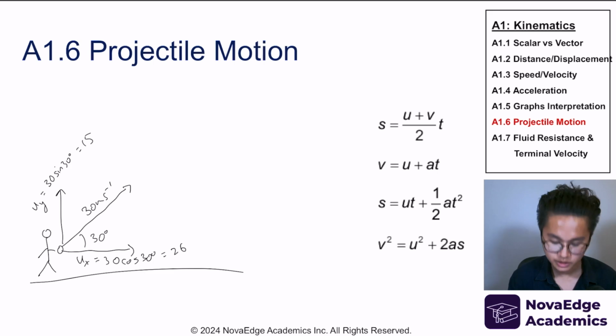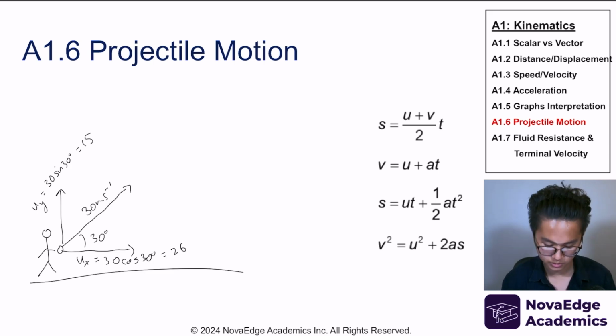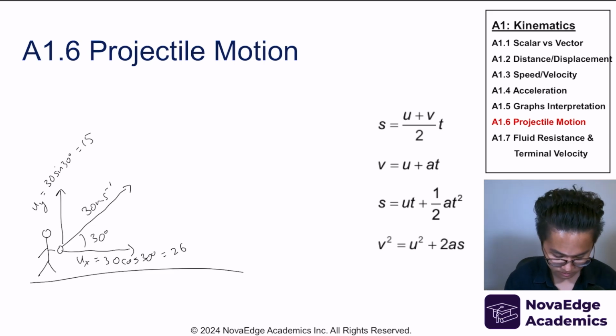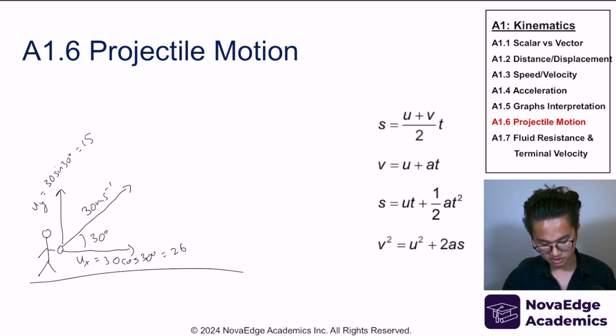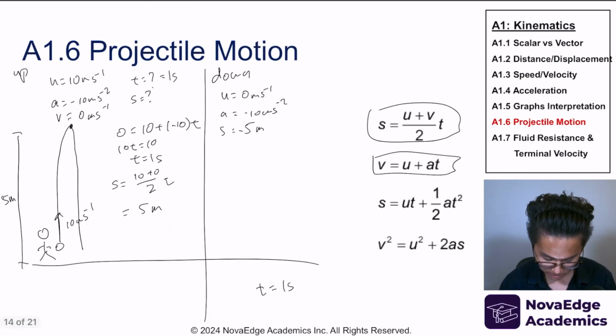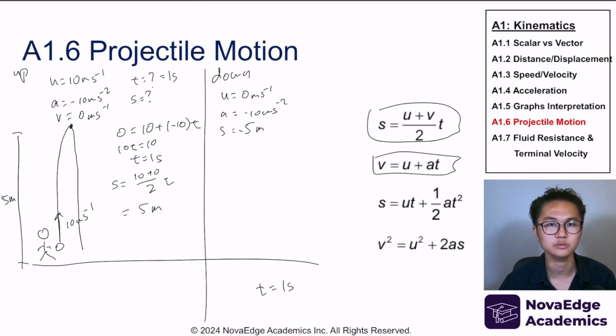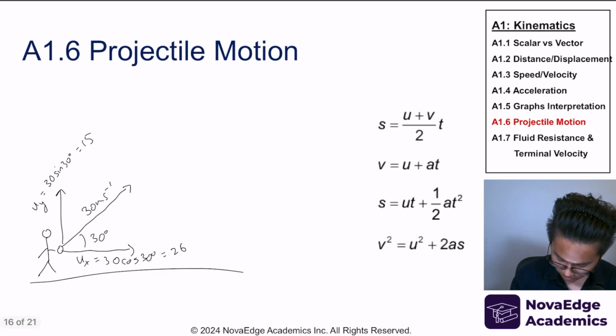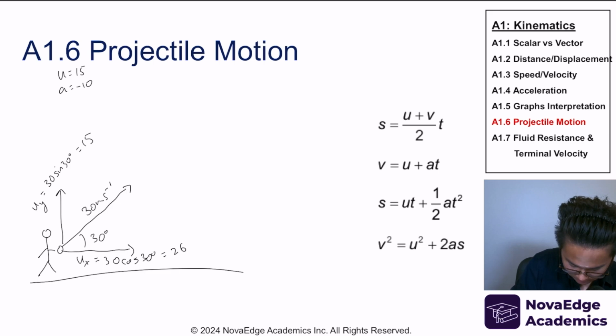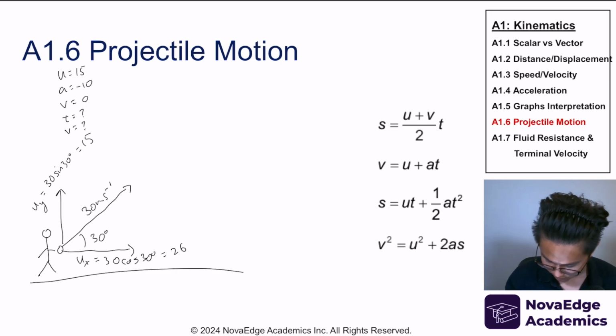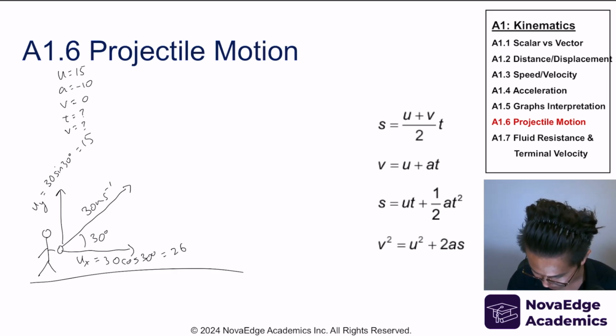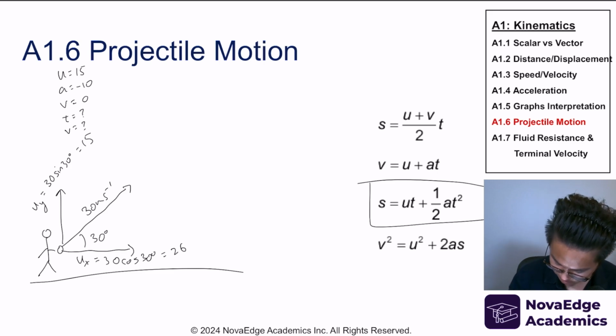Okay, so I'm going to ignore the x component first, because I just want to figure out how long it's in the air for. Well, this is a simple problem that we've been doing, right? This is the same thing, except now it's 15 meters per second. So u is 15 meters per second, a is negative 10, v is 0, and I need to figure out t and s. Okay, let's use this guy to find t.